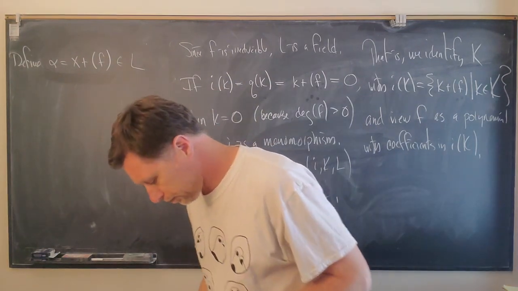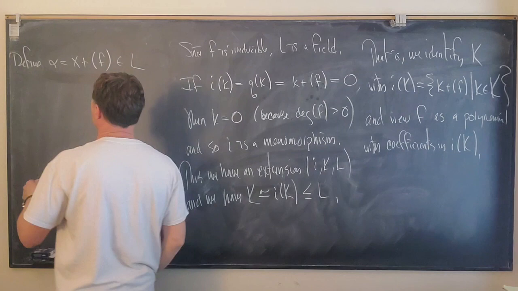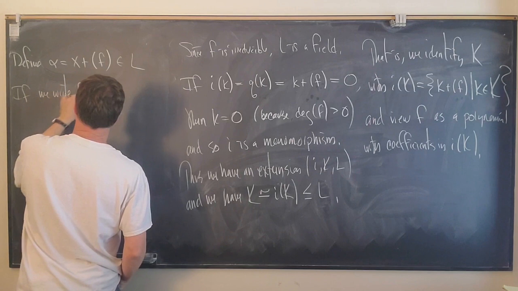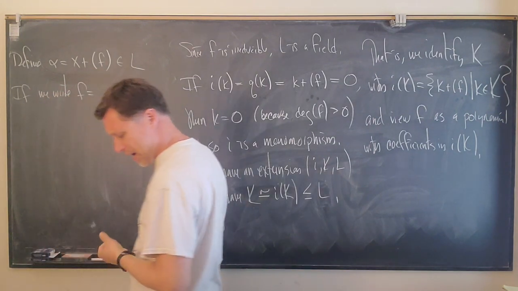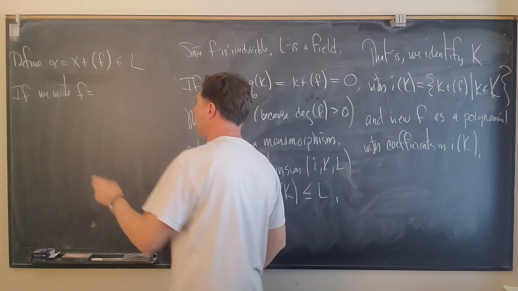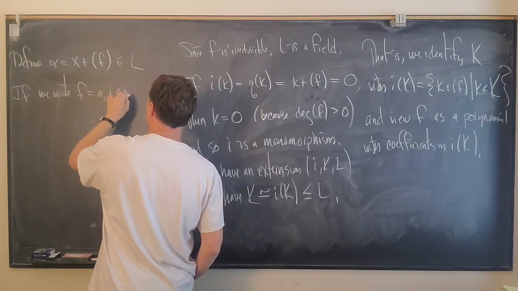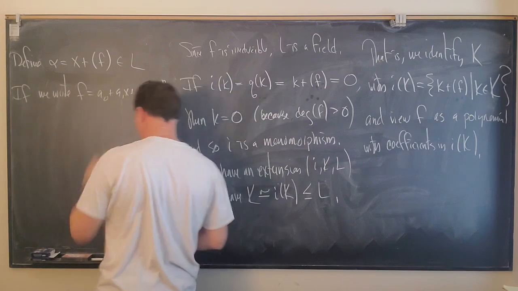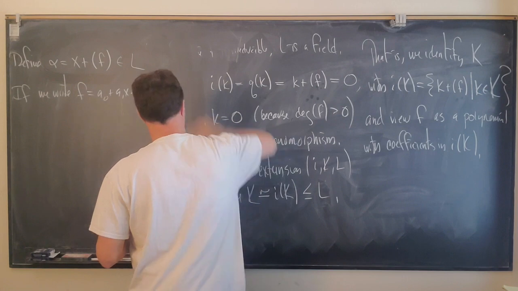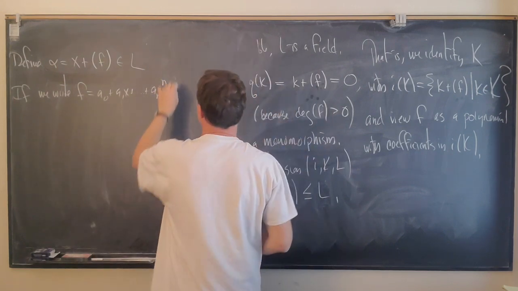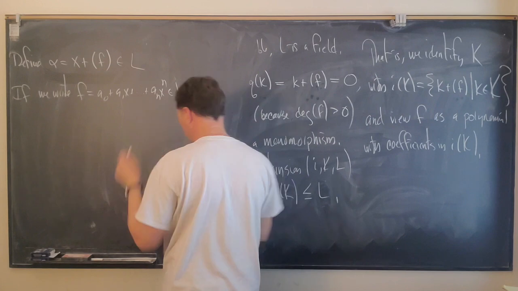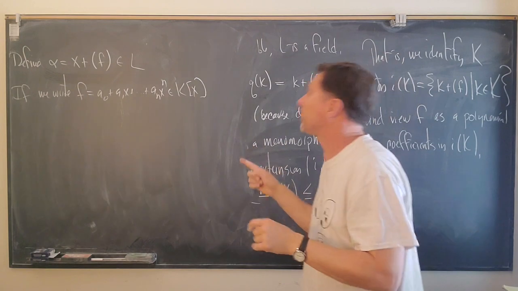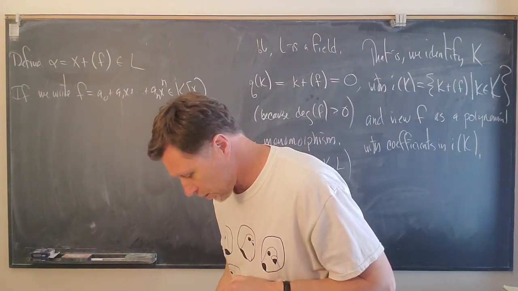Now, let's write out our polynomial. I'm going to write it as if the coefficients live in k because it gets a little bit clunky. So f equals a0 plus a1x plus dot dot dot plus an x to the n. Here I'm writing it just for now in k bracket x, and we'll go back and forth between thinking of it in k bracket x and in I of k bracket x.